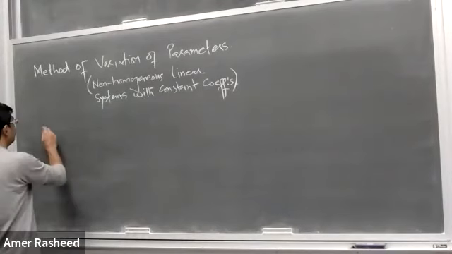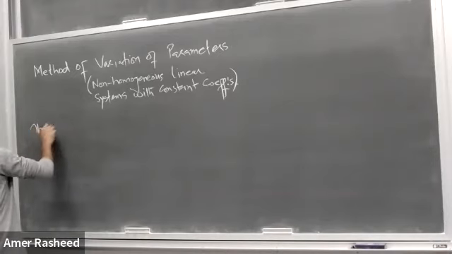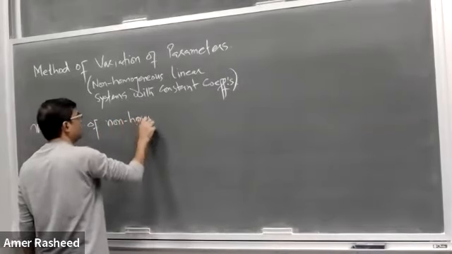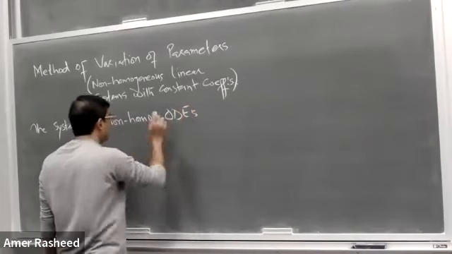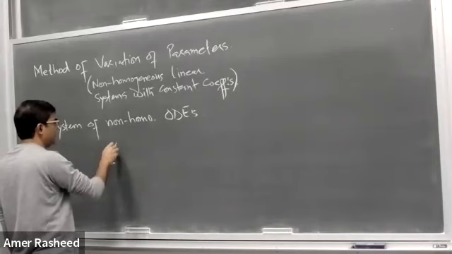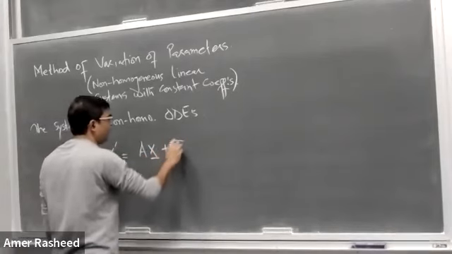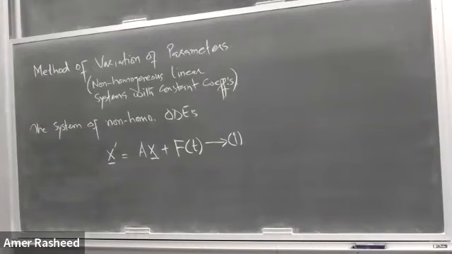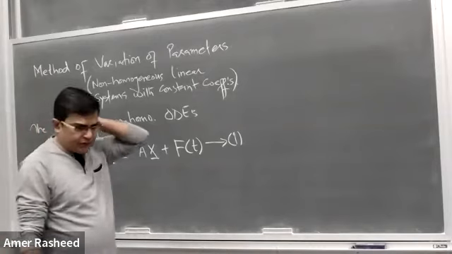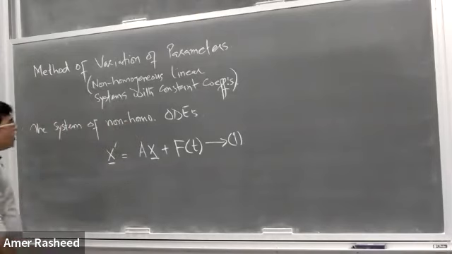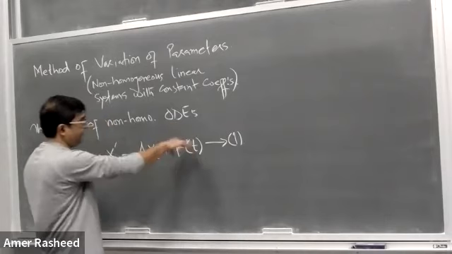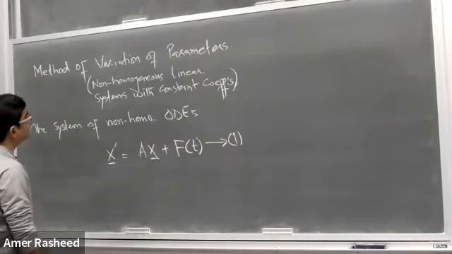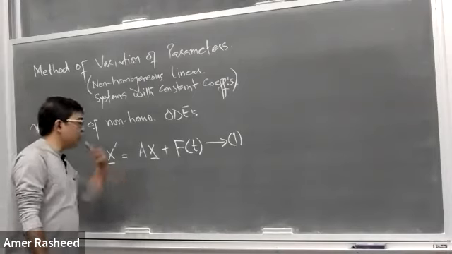First of all, we know that a system of linear non-homogeneous ODEs can be written in this form: x' = Ax + f(t). Okay, this is our non-homogeneous system. I hope you know it; we discussed it in the previous lecture. Now in this method, whatever the form of the function f(t), the method doesn't change. We don't have to start with an educated guess in order to find the particular solution.